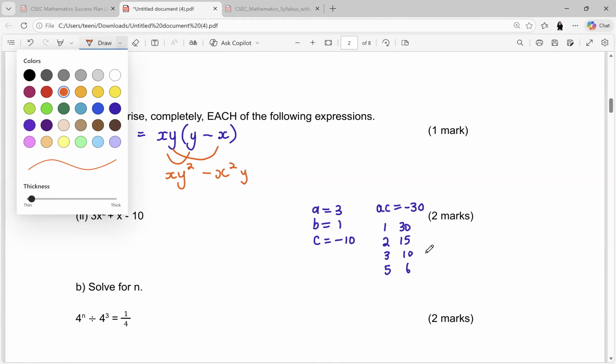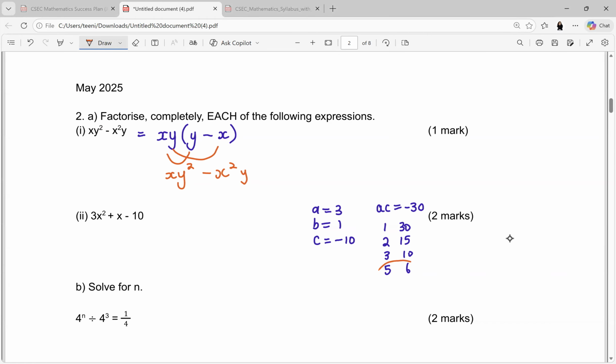Which of these combinations here could give me 1 if you add or subtract it? I do the question and I had 6 and negative 5. That's right. 6 and negative 5 is correct because 6 take away 5 is 1, and 6 times negative 5 is negative 30. Excellent. Good.